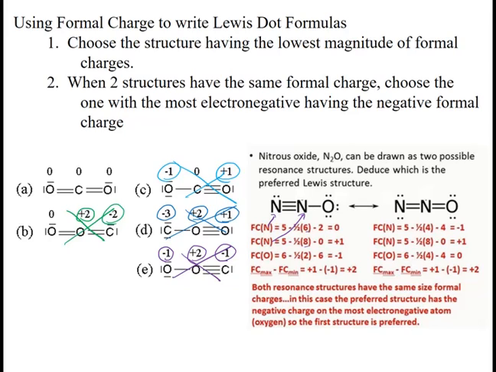And so this one has 0 plus 1 minus 1, and this one has a -1 plus 1, 0. Now, between these two structures, which one is more preferred? So I want the most electronegative to have the formal charge. So between nitrogen and oxygen, which one's most electronegative? It's oxygen. So this right here is the preferred structure because they both have +1 and -1. But here, oxygen being more electronegative is the one that has the negative charge to it. Okay.